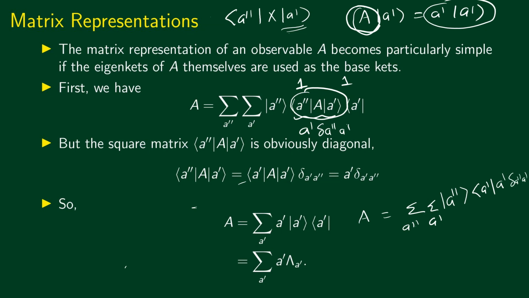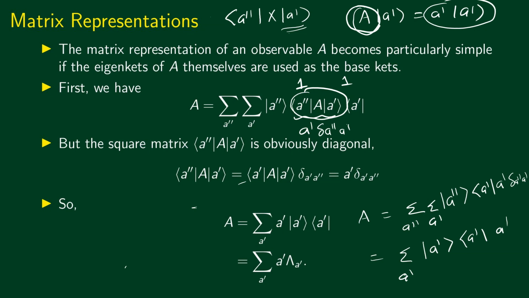Now I can carry out one summation. There are two summations here. I can carry out the summation over a double prime, and the only non-zero terms in this summation are those for which a double prime is equal to a prime. That summation is gone because the Kronecker delta picks up just one term, the one for which a double prime is equal to a prime. So the sum over a prime remains, and this becomes a prime, ket a prime, bra a prime.